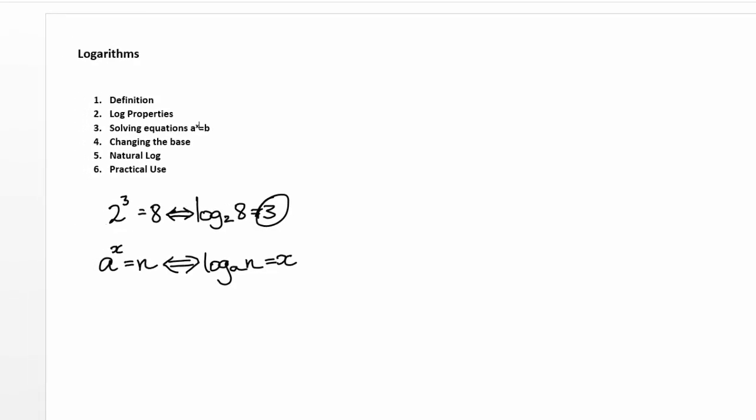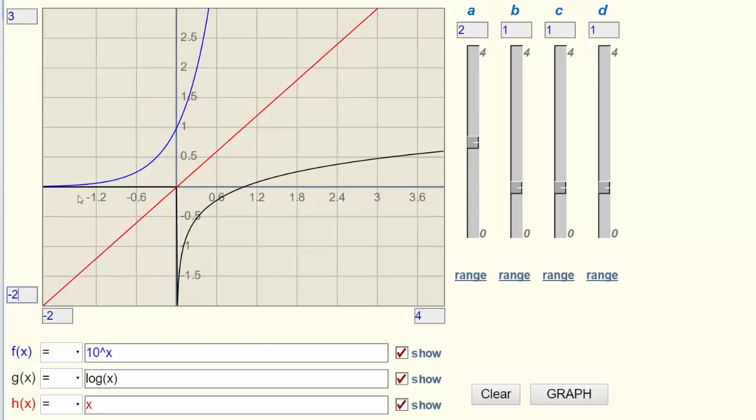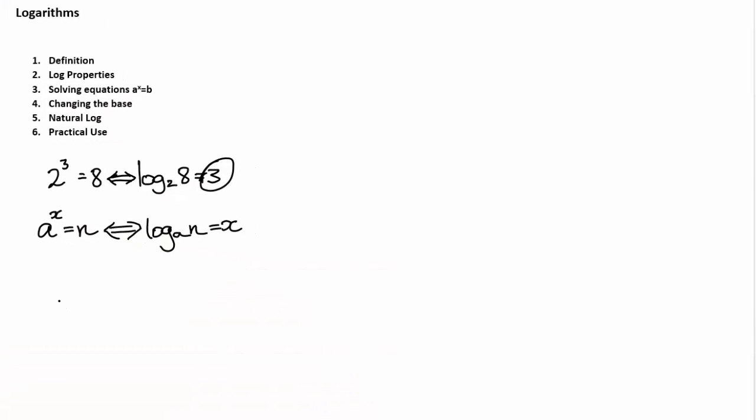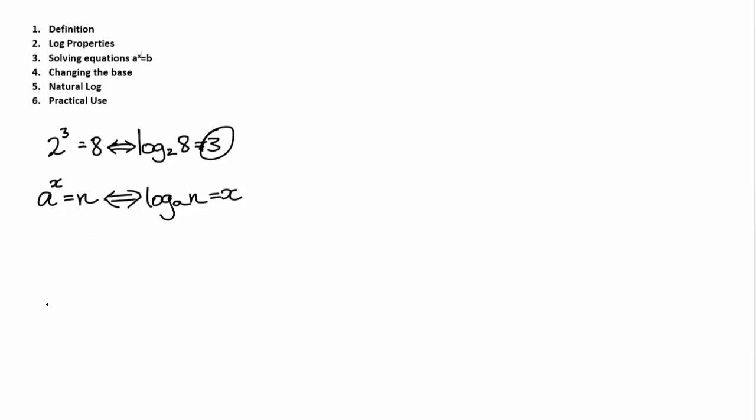Let's have a look at a graph for a moment. Here's an exponential function. This is the graph of y equals 10 to the power of x. This is the equivalent graph of y equals log to the base 10 of x, and you can see that they are reflections of each other in the line y equals x. So they're inverse functions.